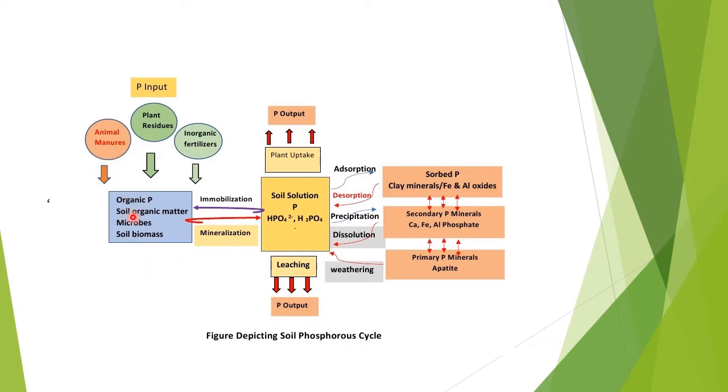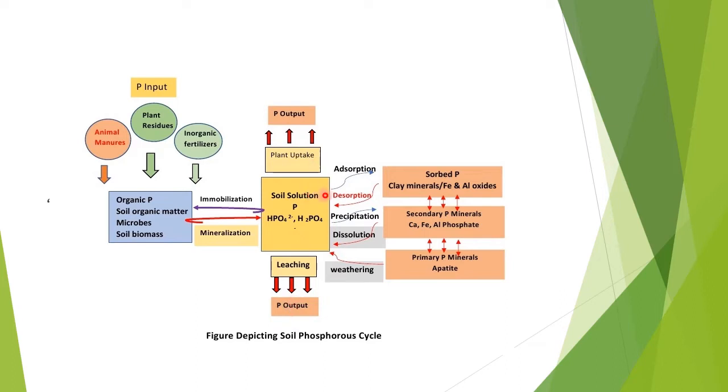The phosphate source in the soil comes from animal manure, plant residues, and organic fertilizers. This is the phosphorus input, which goes into the soil as organic phosphate, soil organic matter, microbes, and soil biomass that can undergo the mineralization process. With mineralization, soil solution phosphate becomes available to the soil, and it will be taken up by the plants. That will be plant uptake, or some of it can be leached out, which will be a phosphorus output.